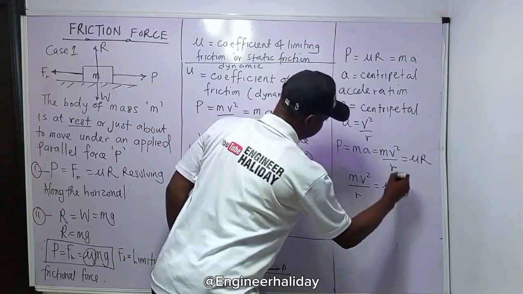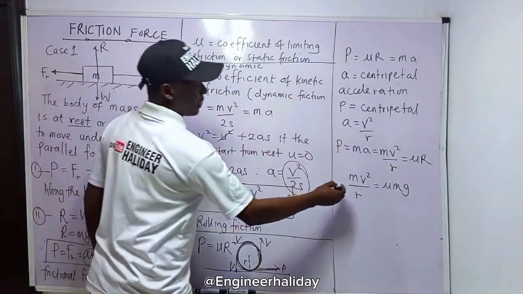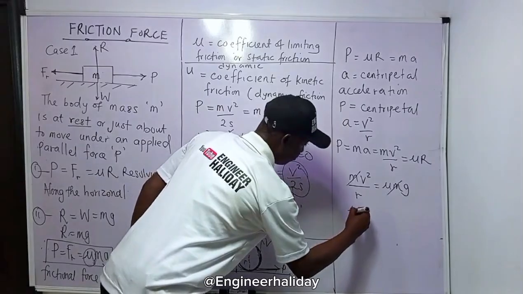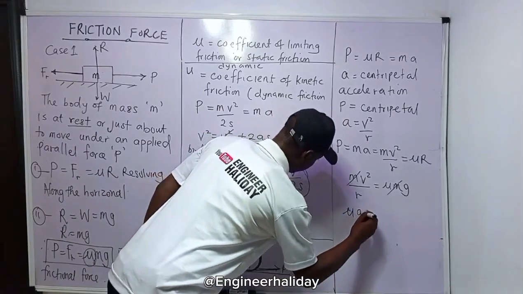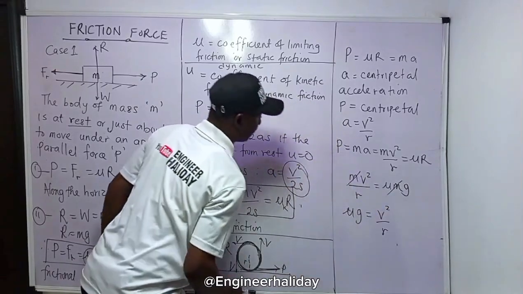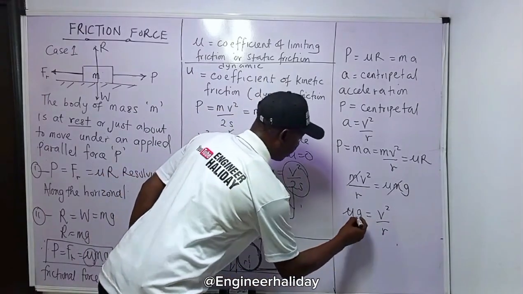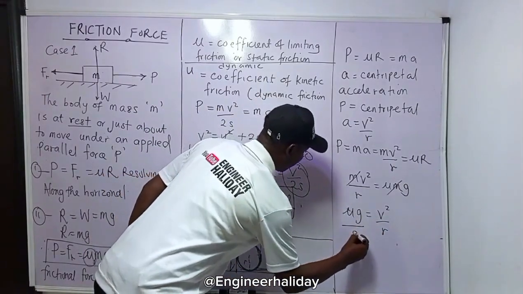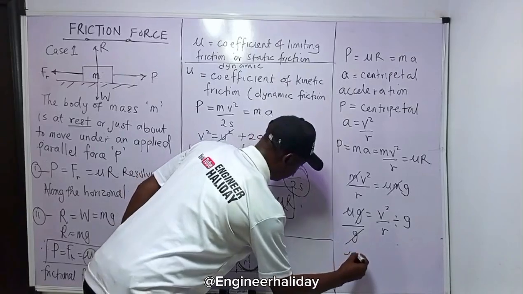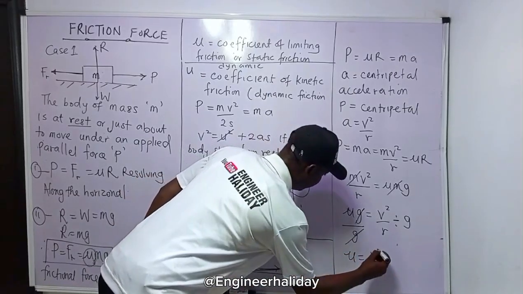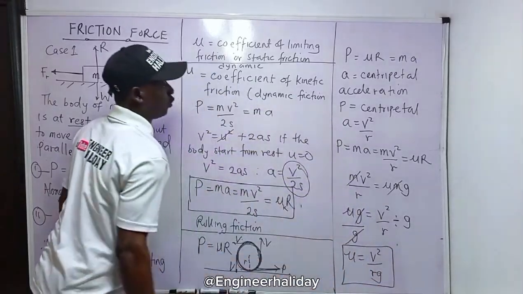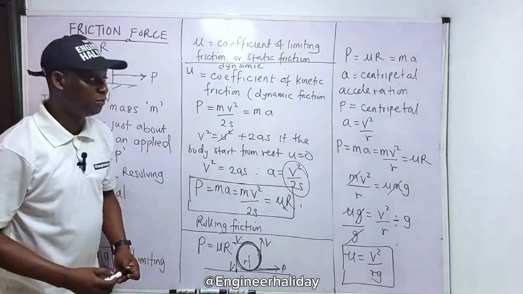Now don't forget, from here you can even say mv square over r equals mu mg, where m can cancel out m on both sides. So we are going to have mu g is equal to v square over r. Now this one can go by dividing both sides by g. If you divide both sides by g, we are going to have mu equals v square over rg. So this is the formula for coefficient of friction in a circular object.